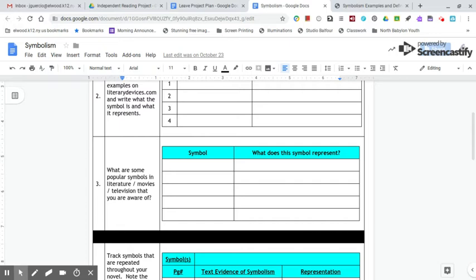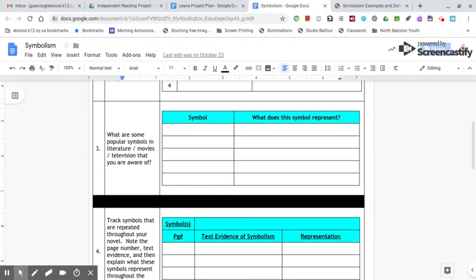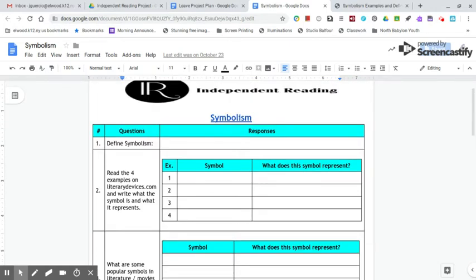You know what? Let's make it at least 5. If you're looking stuff up, especially, we should be able to fill this in. But see if you can think of any on your own, because there's probably so many symbols that you're familiar with. Okay, 1 through 3 are your at-home work.